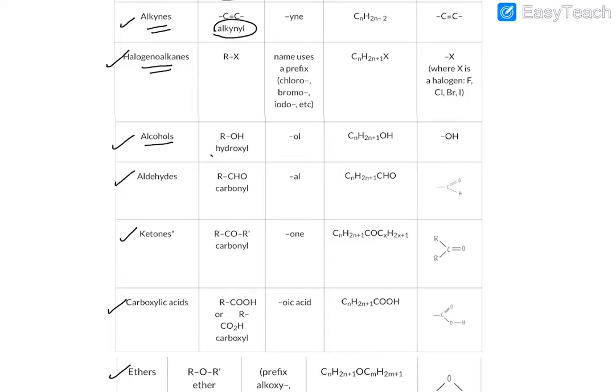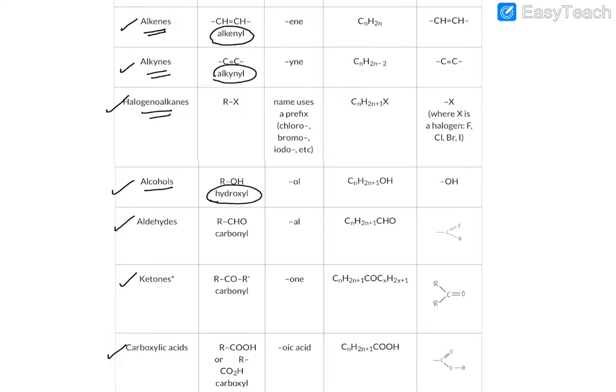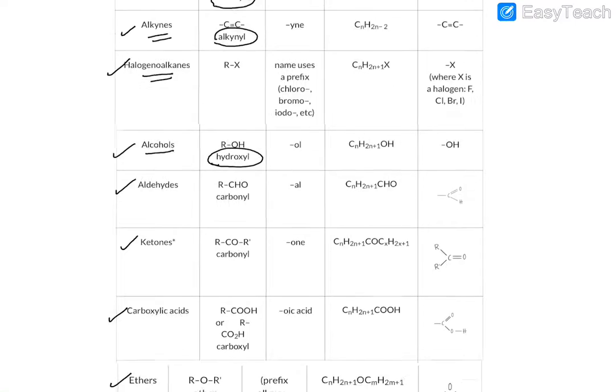Alcohols, these are called hydroxyl. So when you see the OH and you are asked to name the functional group, it's called a hydroxyl group. So it's not an alcohol. The class is alcohol, the homologous series is alcohol, but the name of the functional group is hydroxyl.